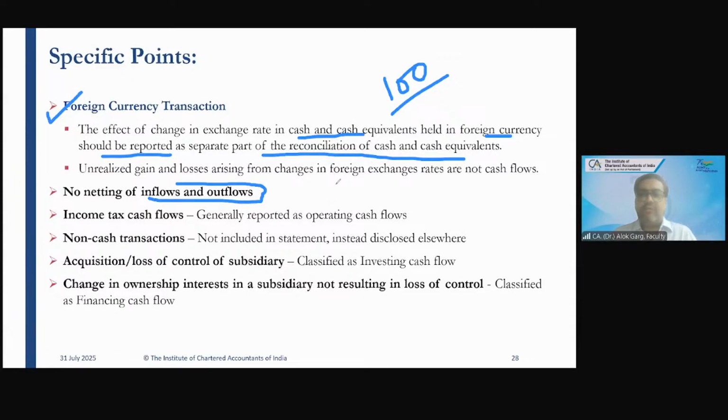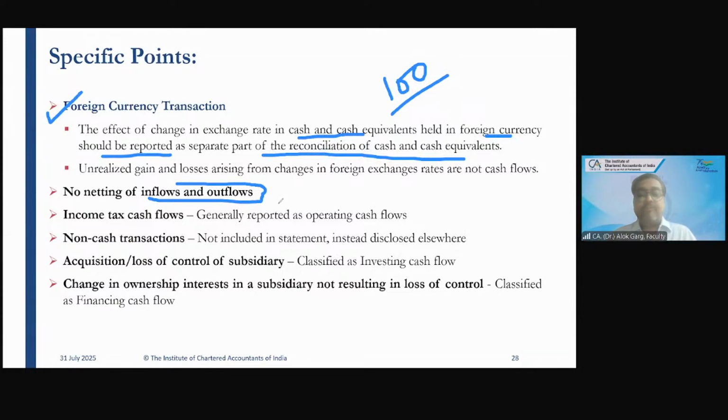You will net off or you will show gross. Net it out, sir. Gross, sir. You will show gross, right? Netting of cash flows is not allowed. You will only net off your inflows and outflows.